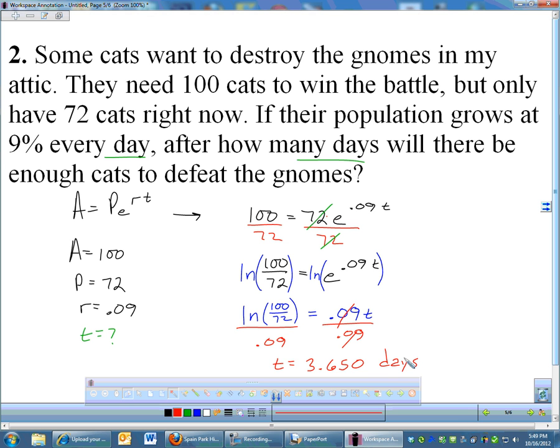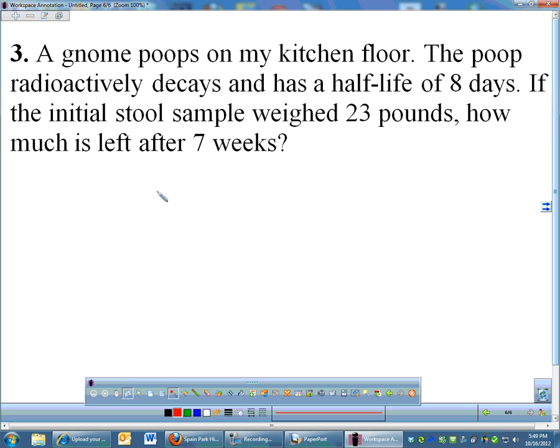My unit is days. And you can have part of a day. You don't have to have a whole day or no day. There is a part of a day, so I'm okay with the decimal on this problem. And there's our answer, 3.650 days. The cats will take over the gnomes. Thank goodness. Okay, last problem.